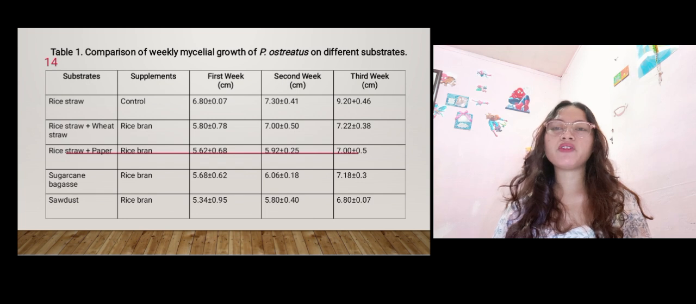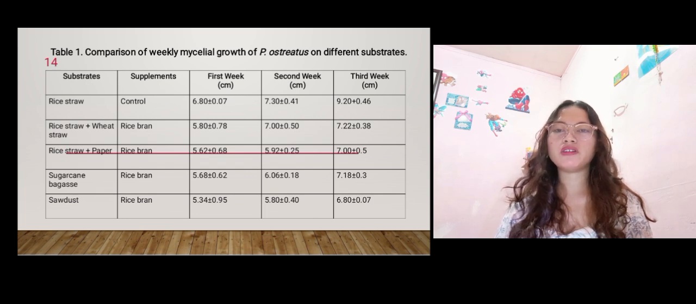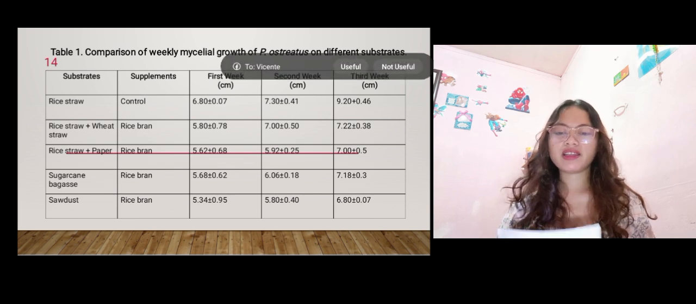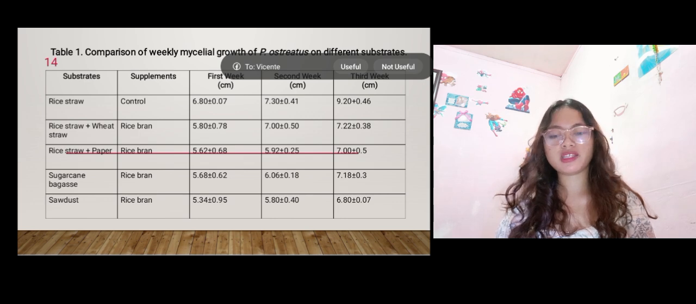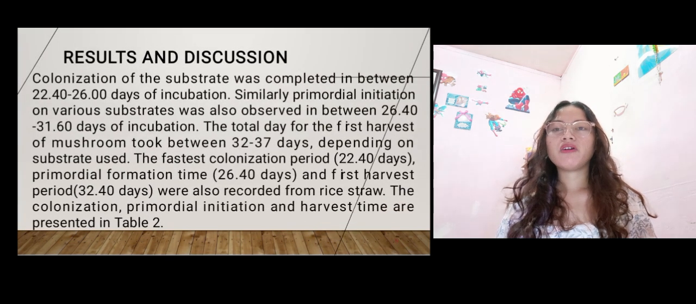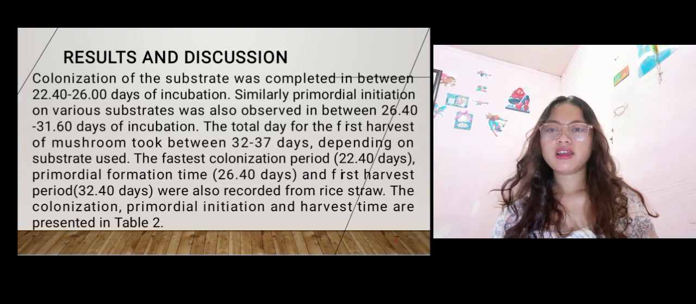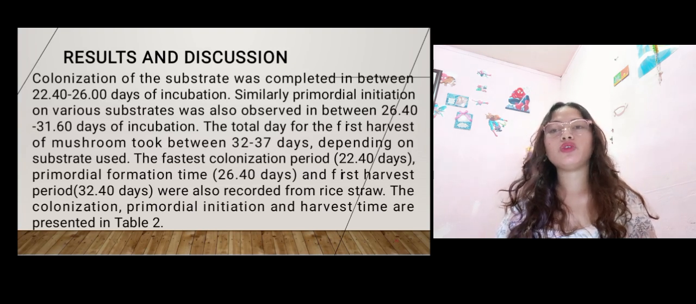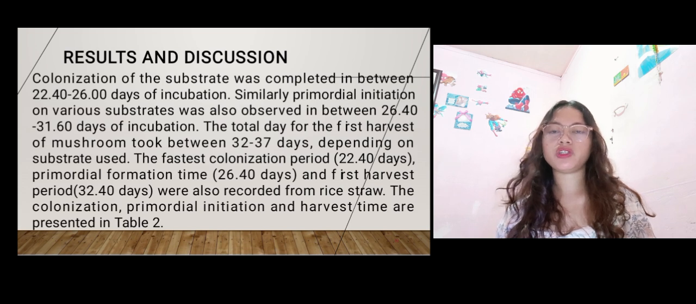Table 1 shows the comparison of weekly mycelial growth of Pleurotus ostreatus on different substrates. As you can see, the fastest mycelial growth is the control, which is the rice straw. Colonization of the substrate was completed between 22.40 to 26 days of incubation.